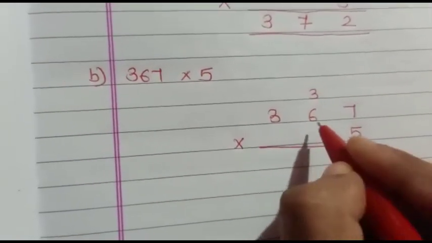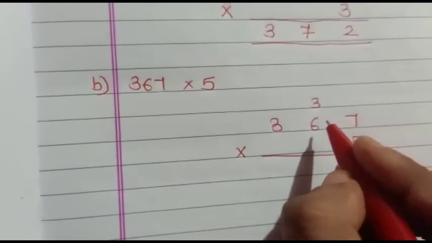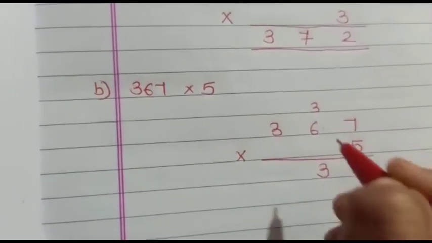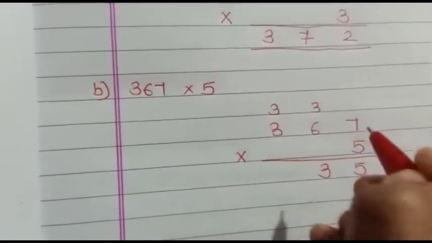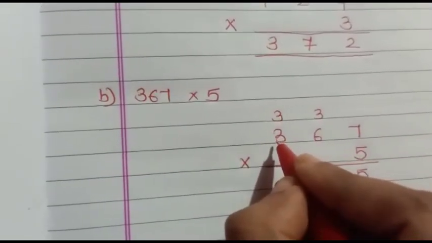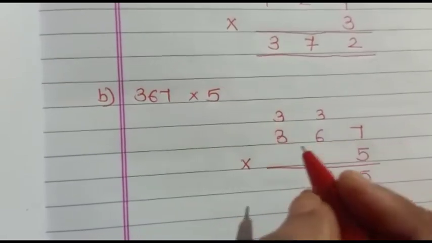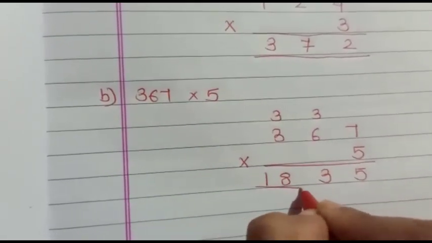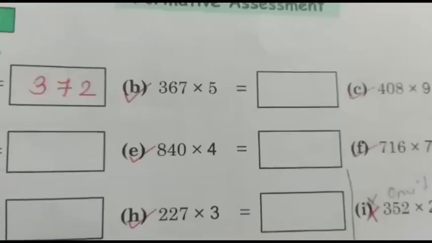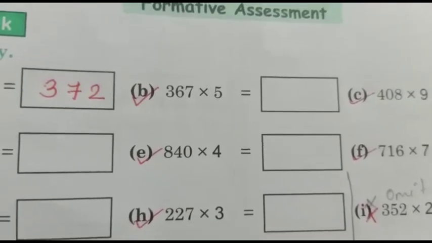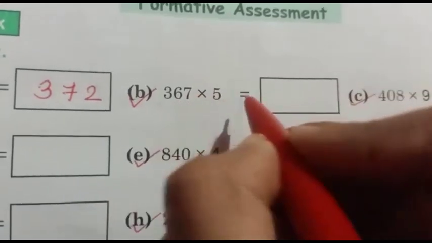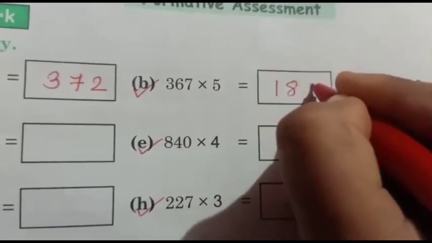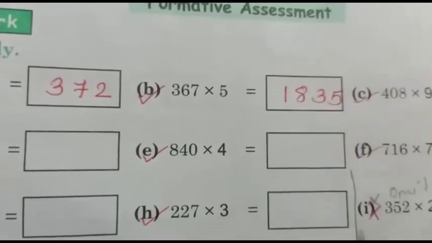5 6s are 30. 30 plus 3 is 33. So you will write 3 here, and again you will carry 3. 5 3s are 15. 15 plus 3 is 18. So the answer is 1835. So here you will write the answer of B1, that is 1835.